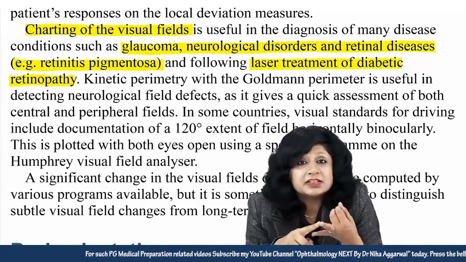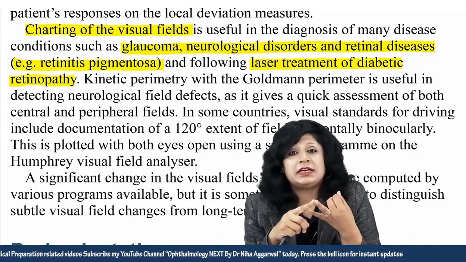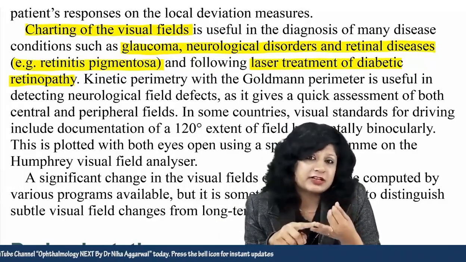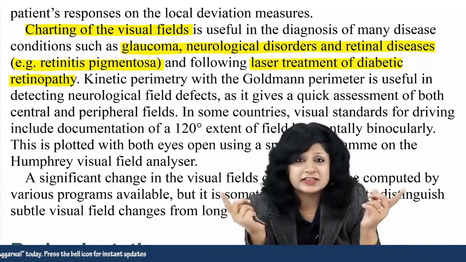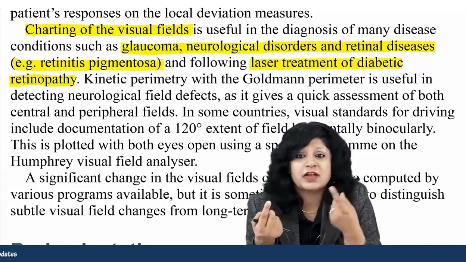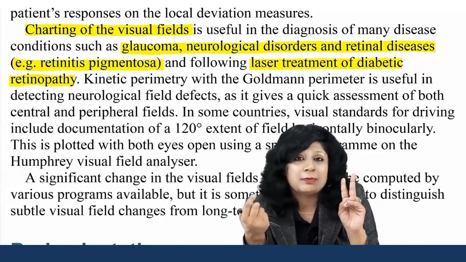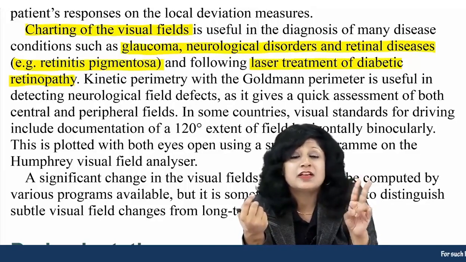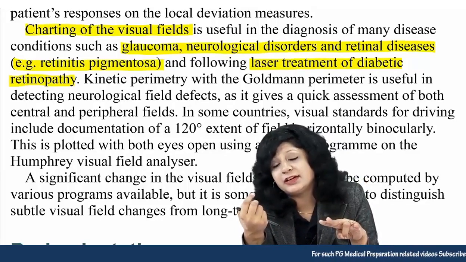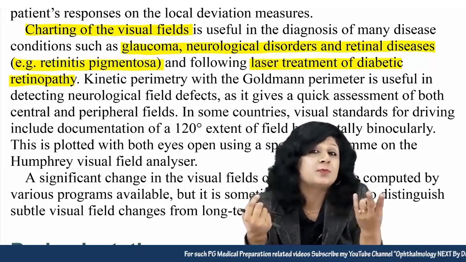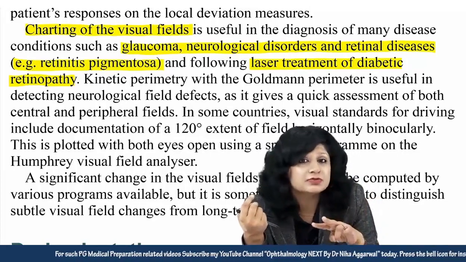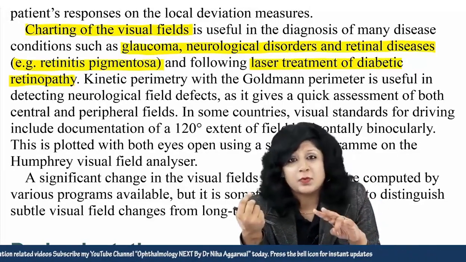Then we have retinitis pigmentosa. ERG is the best test for retinitis pigmentosa, but obviously there is a peripheral visual field constriction, so there also you can use it. Then if you remember, we also have a ring scotoma after giving the PRP in cases of diabetic retinopathy. Because you are giving so many spots, how many spots were there? 2000 to 3000 spots. So that time also you may require this.